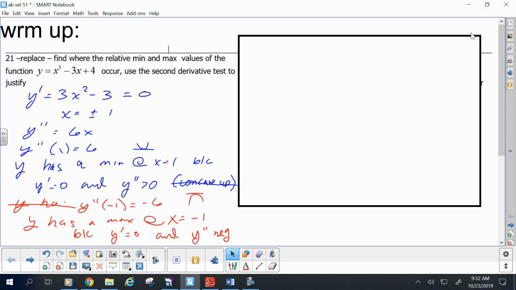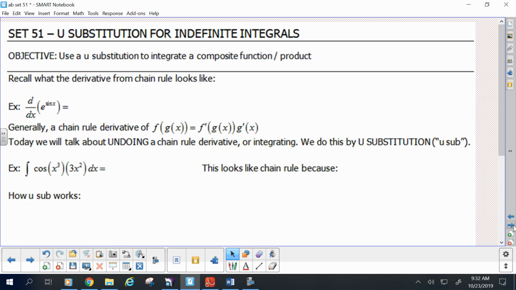Alrighty, today's lesson is pretty doggone important. It's not hard. With practice, it will get to be mastered. If you can't do u-sub, then you have no chance, because it is an integral skill, all right? You've got to be able to do u-sub. U-sub is short for u substitution. I don't know of anybody that says u substitution, the whole thing. It's way too long. So u-sub, here we go.